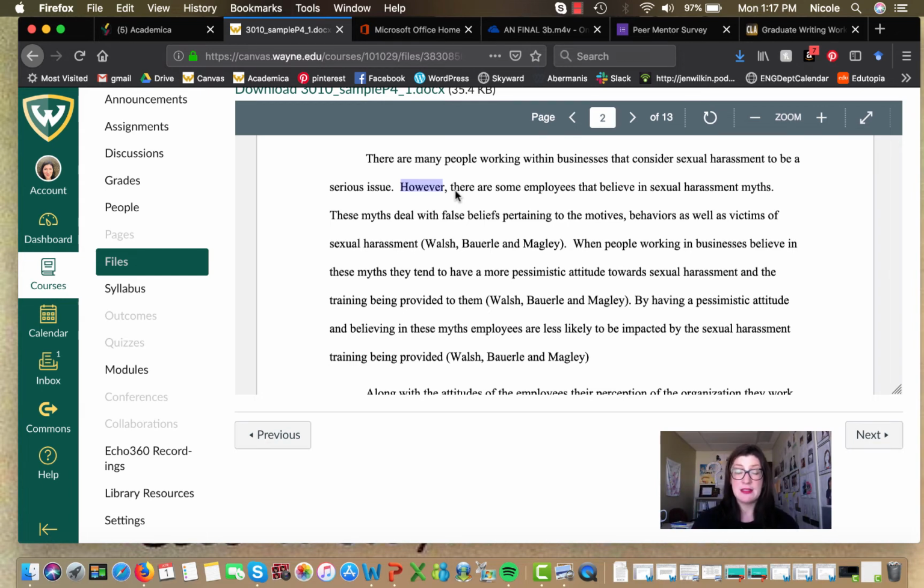You're taking a different stance. There are some employees that believe in sexual harassment myths. These myths deal with false beliefs pertaining to the motives and behaviors as well as the victims of sexual harassment. Now we're setting up a counterclaim, something that says, well, you might think that this topic has already been covered. However, actually there's a lot of myths still perpetuated.